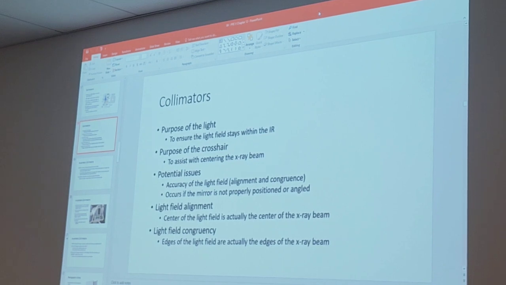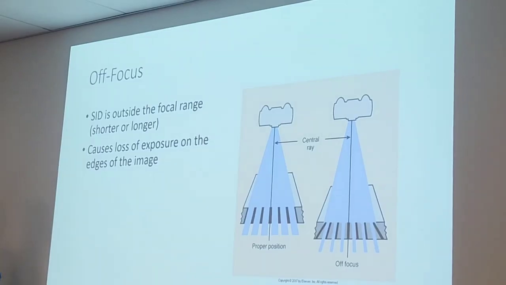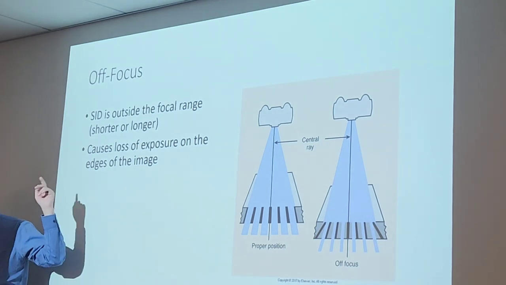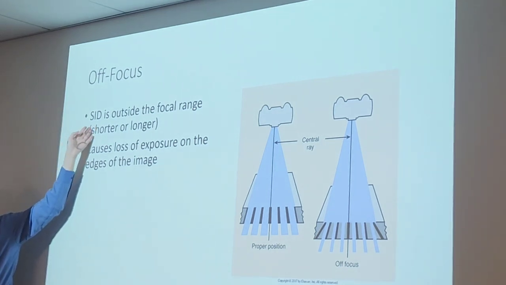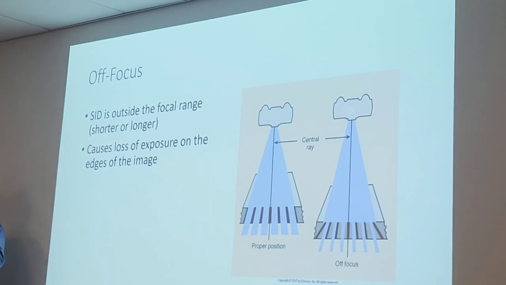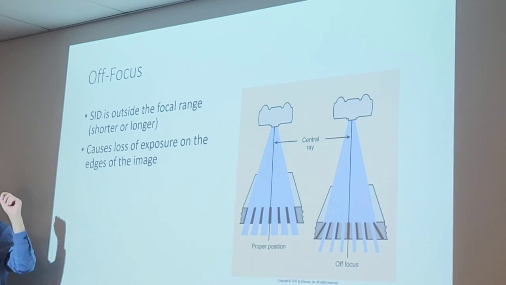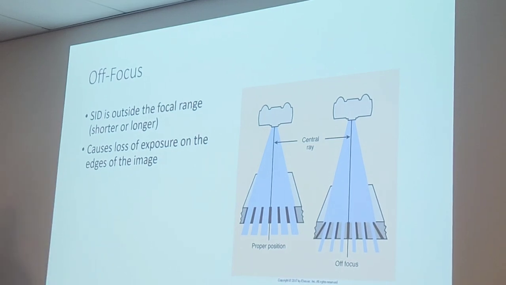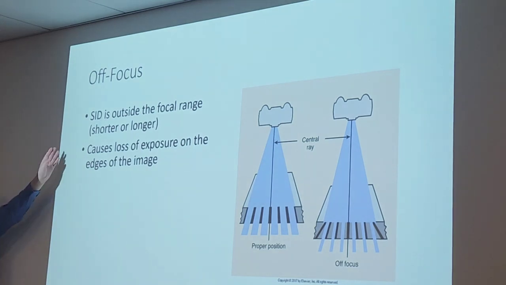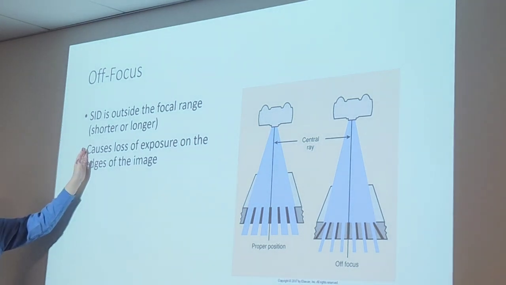Some of you, the most commonly missed question on that last quiz was about an off-focus grid artifact. This happens when the SID is wrong. The grid is supposed to be focused to a 40-inch SID, but you used it on a 72-inch SID. Or you have a 72-inch grid inside the IR, and you're shooting at a 40-inch SID. So the SID and the focal range of the grid do not match. When this happens, you will once again have a loss of exposure on the edges of your image.